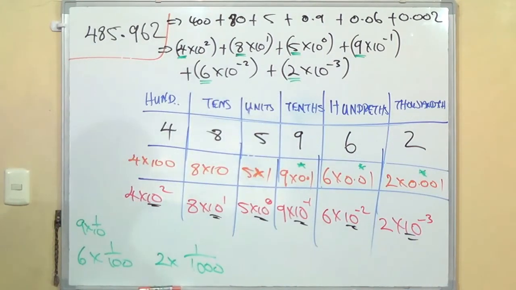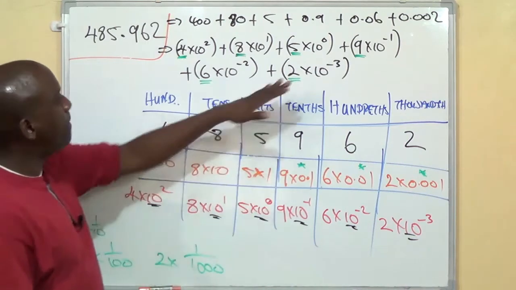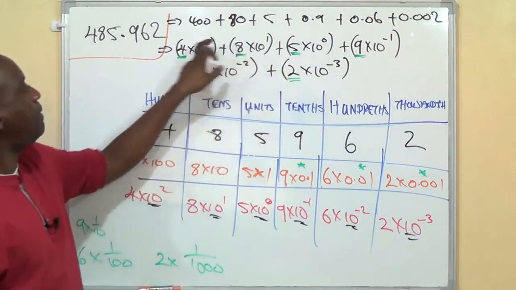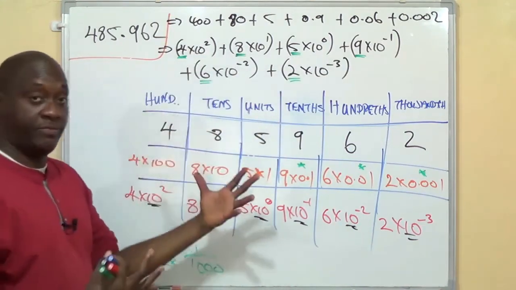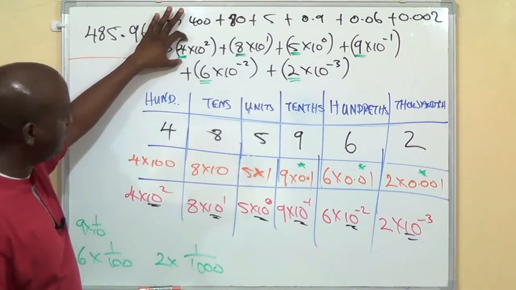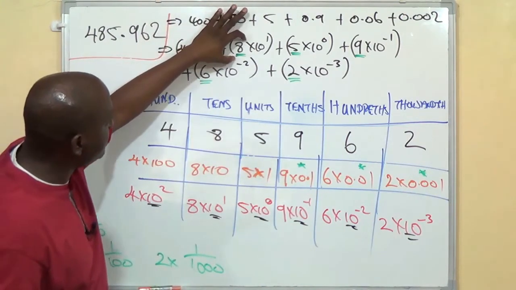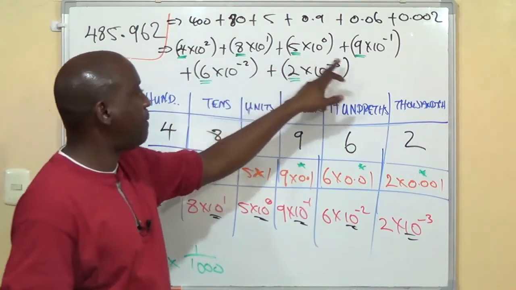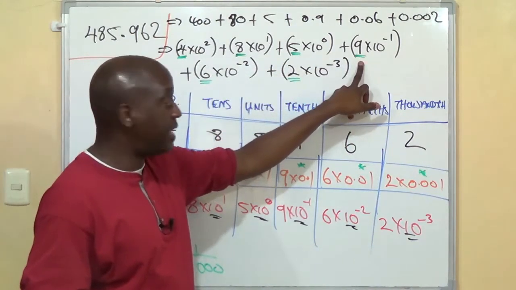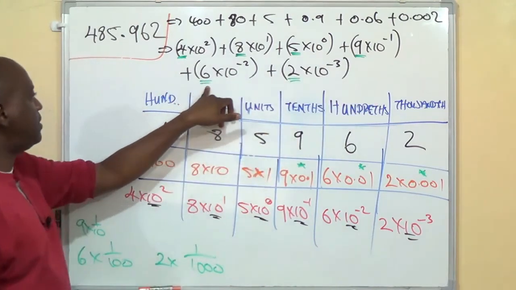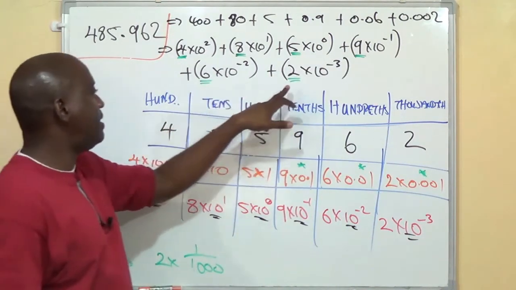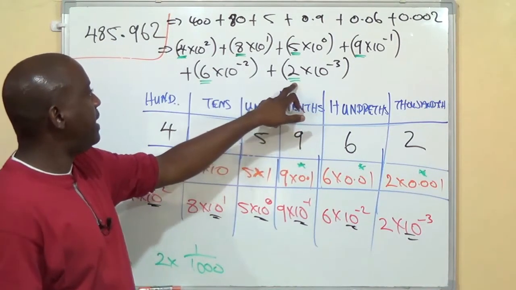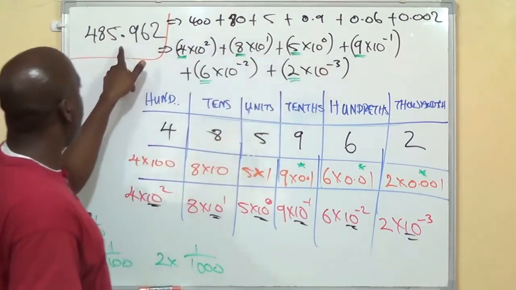So in other words, at every stage, we multiply the power of 10 by a constant coefficient. In this case, the constant coefficient is 4. In this case, the constant coefficient is 8. In this case, 5. In this case, 9. In this case, 6. And in this case, the constant coefficient is 2. Good? And then we can sum this and end back up with this.